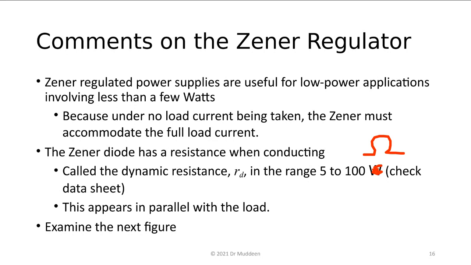Question? Can you remind me what will be the voltage when a Zener diode is operating in forward bias and reverse bias?